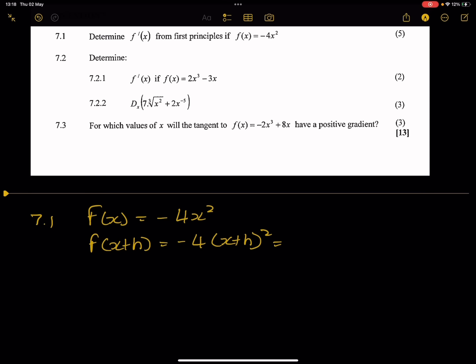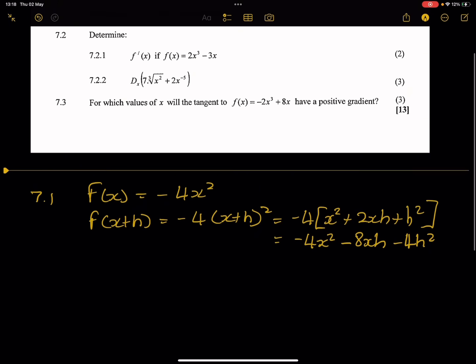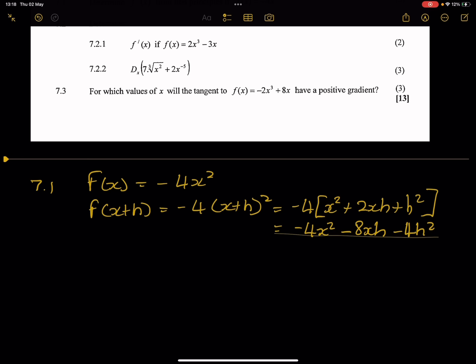So if we work it out, this is going to be negative 4. Remember, inside the bracket you've got x squared plus 2xh plus h squared. So essentially that becomes minus 4x squared, minus 8, for negative 4 times 2, that's minus 8xh, minus 4h squared. So that is what we get from that.